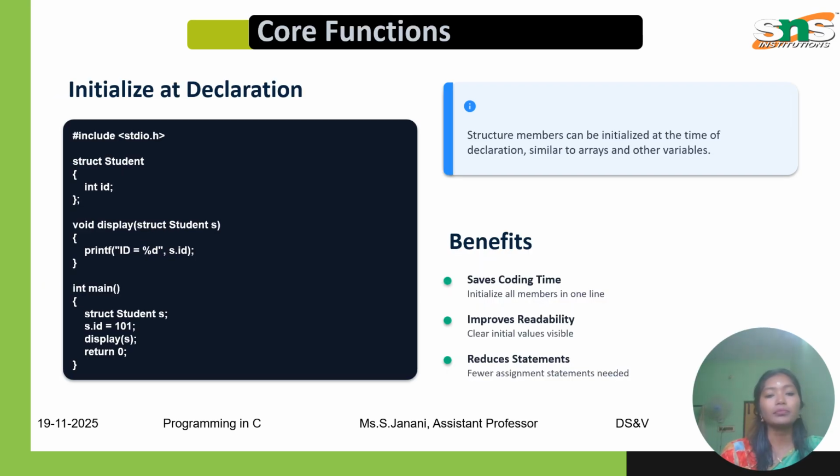Next, initialization and declaration. After defining the structure, we create a variable of the student structure, which is s1, that is student number 1. Using this saves coding effort, improves readability, and reduces statements. The dot operator allows individual structure members to be assigned and retrieved. Accessing structure members correctly is important because each member stores specific information. A structure variable behaves like a normal variable but contains multiple fields.